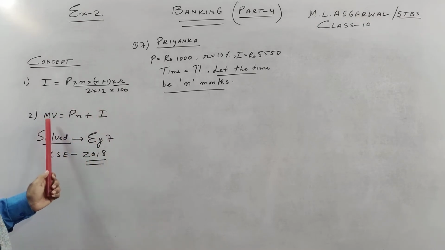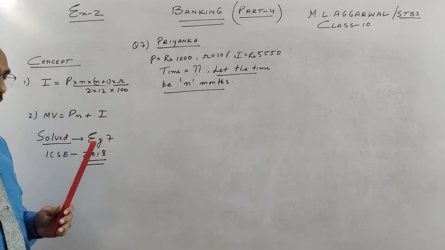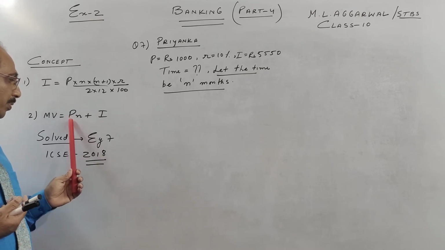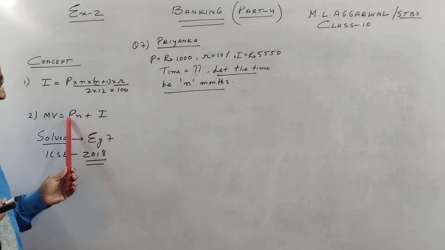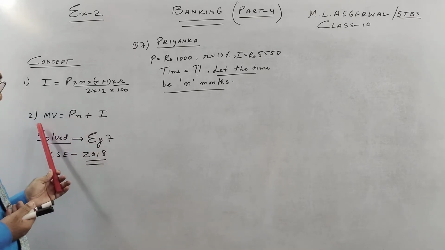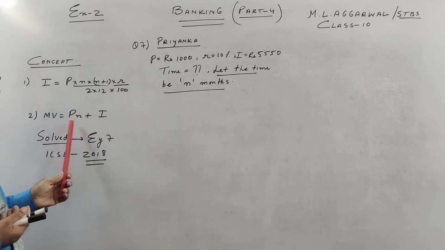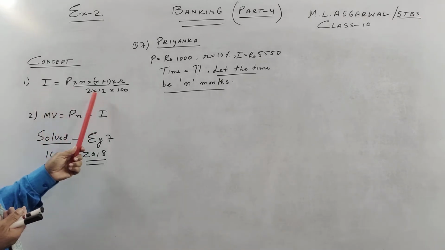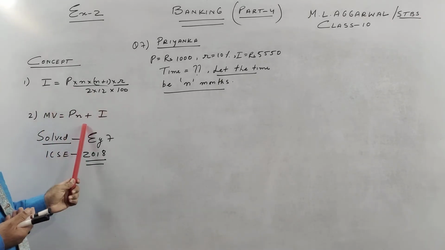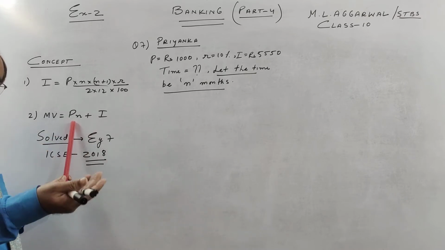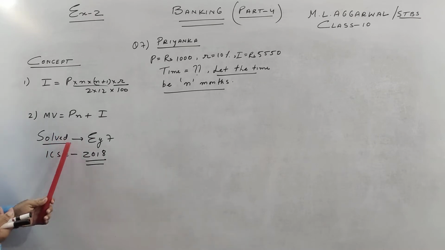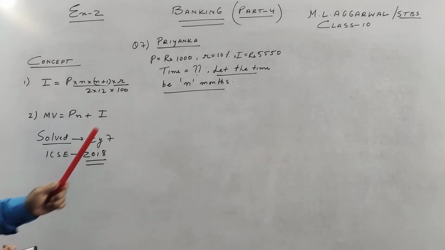And second, maturity value, what money we get. I told you in the beginning, we put P money for N months, so this is our own money. You see my first video lesson, and interest which is paid by the bank. So these are the 2 formulae we have: finding interest, and second is maturity value, which is our money that we deposit in the bank plus the interest I paid by the bank. So here I am doing solved example 7, ICSE 2018.